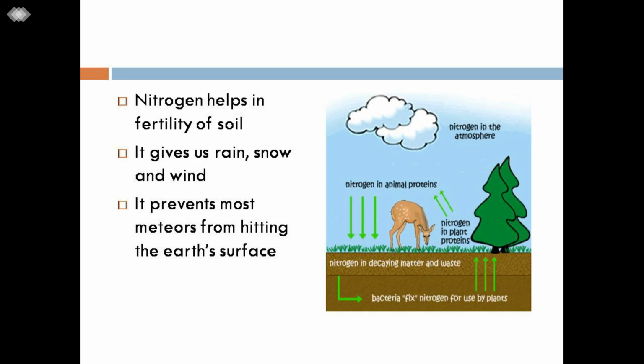Sixth, the atmosphere gives us rain, snow, and wind, which are essential elements of weather. The water vapor in the atmosphere causes rainfall and snowfall. Wind is nothing but the horizontal movement of air. Seventh, the atmosphere prevents most meteors from hitting the Earth's surface.